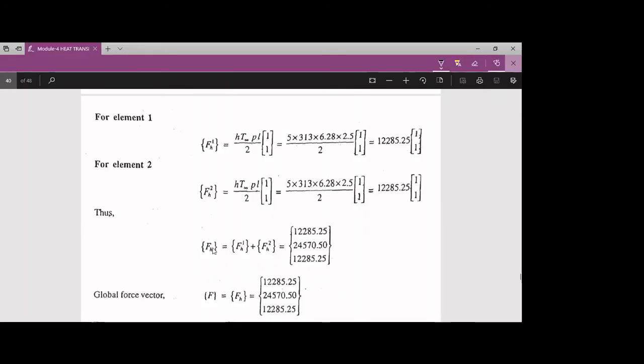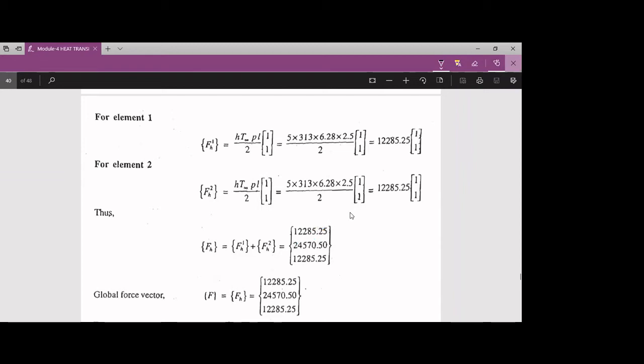Now to get the overall force vector, that gives the global force vector Fh, which is equal to Fh1 plus Fh2, because both force vectors we need to consider, right? So how are we going to add, how are we going to assemble? Here again it is assembling. There will be no addition here. Addition will take place only at common nodes.